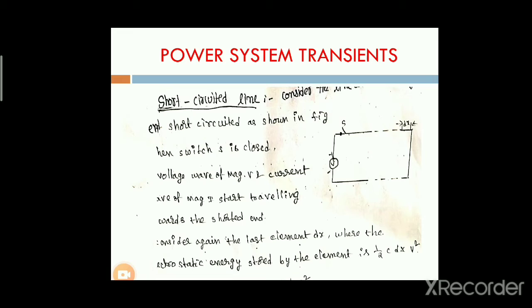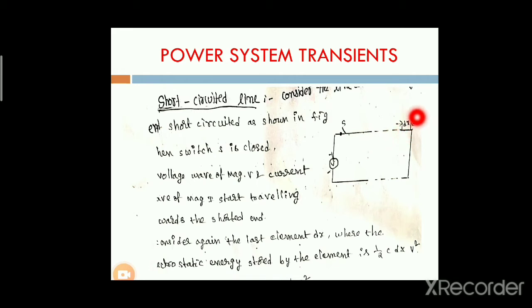Next, coming to short circuited lines in the transmission line. When the transmission line is short circuited, what are the typical cases that will be obtained? This is the short circuited transmission line. This is the receiving end side, which is short circuited, and the switch S is connected at the sending end side.